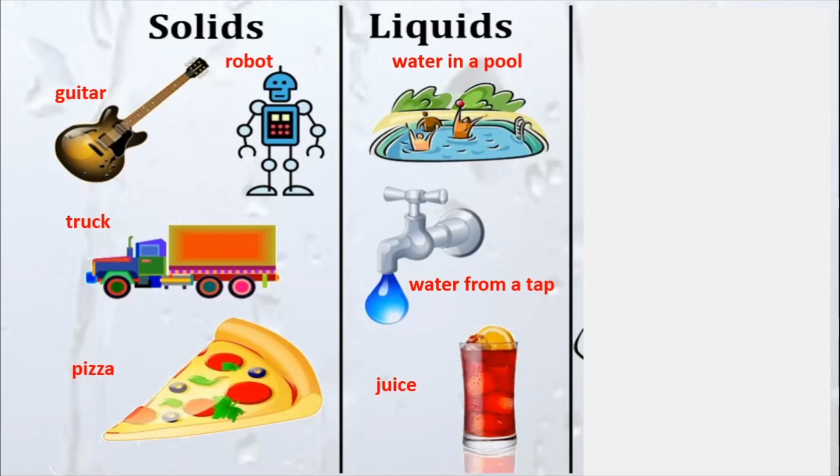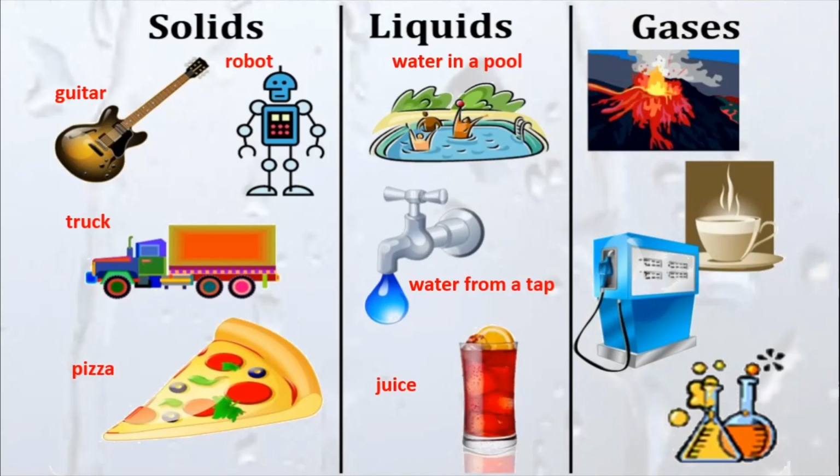Now let us look at the third state, that is the state of gases. Now gases, you cannot keep them in any container. For example, see here, this is the smoke from a volcano. Can you try to contain the smoke? No, the smoke will spread in the air, isn't it? What about this steam coming out from tea? This also goes and it spreads out.